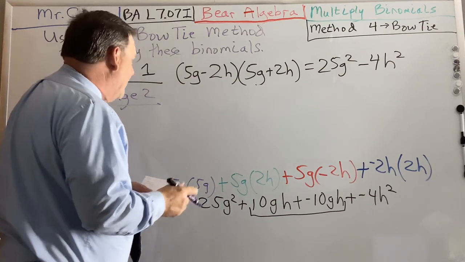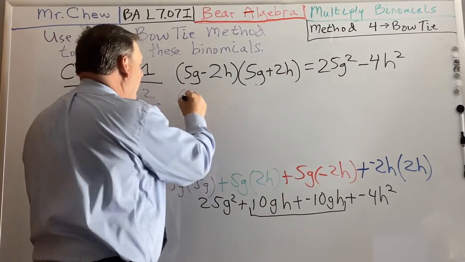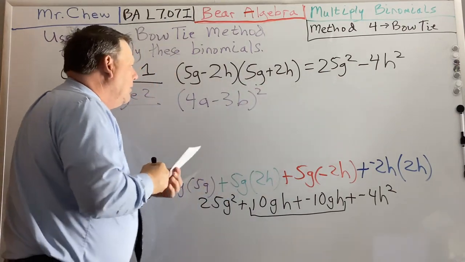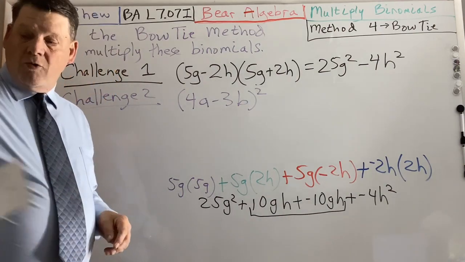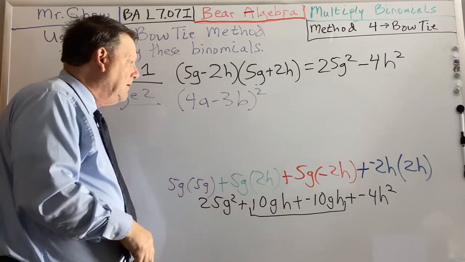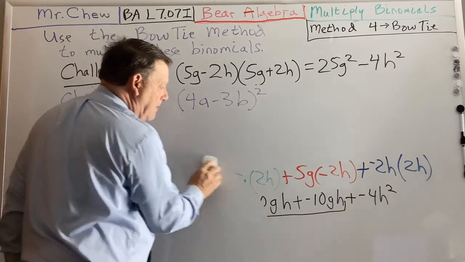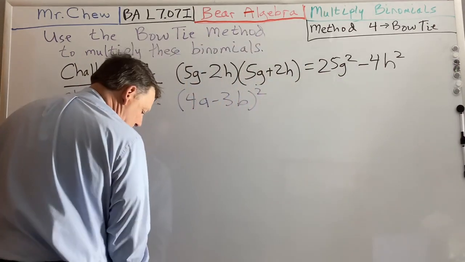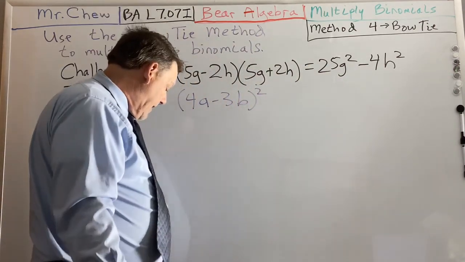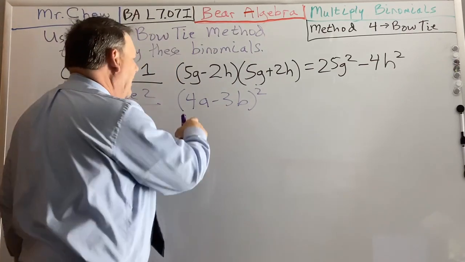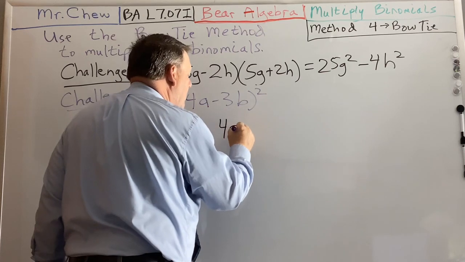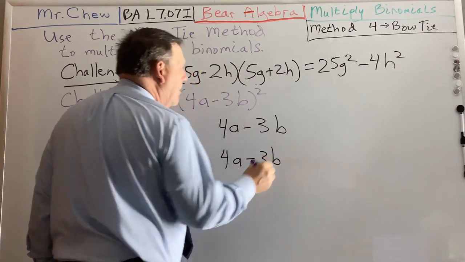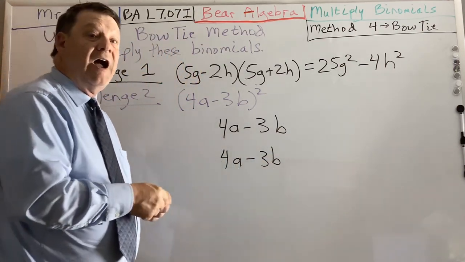The challenge two problem was a perfect square. So I have 4a minus 3b quantity squared. So let me erase the rest of this. And this is an easy method. A lot of people like this method. So I write the two binomials and I multiply them with just a little bit of space in between. Why do I leave that little bit of space in between? So that I can draw my bow tie.